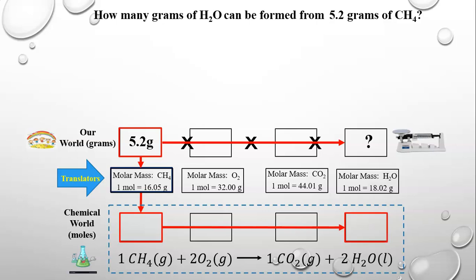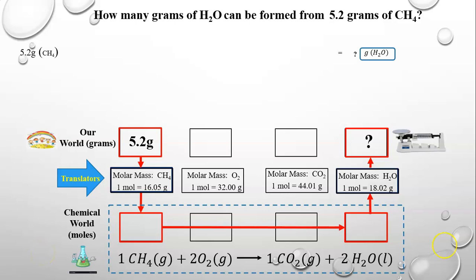Now that we have that, we can come back out of the equation into our world using the molar mass of water. 1 mole equals 18.02 grams of water. And that will get us up to that box with the question mark. So it's a 3-step process. Our world into the chemical equation, across the chemical equation, and back out of the chemical equation into our world. There. So let's go ahead and start writing our equation up top.